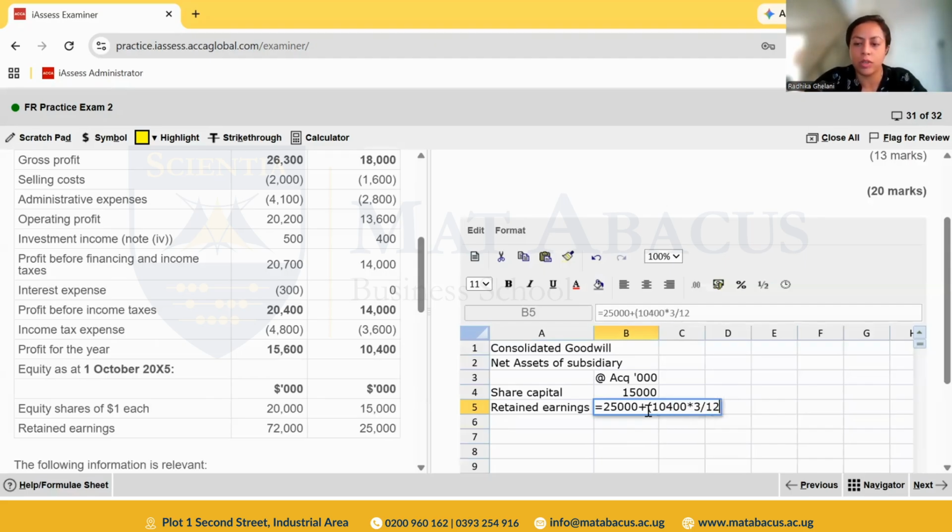Multiply that by 3 out of 12. 3 months of profit is what we need, the October, November, December profit. And that gives us 27,600 as the retained earnings.